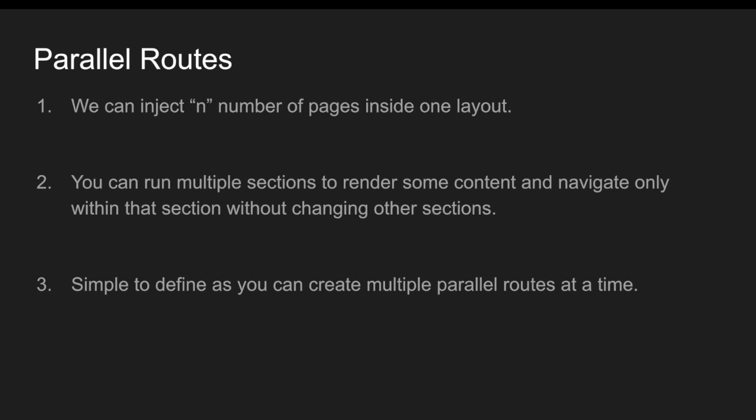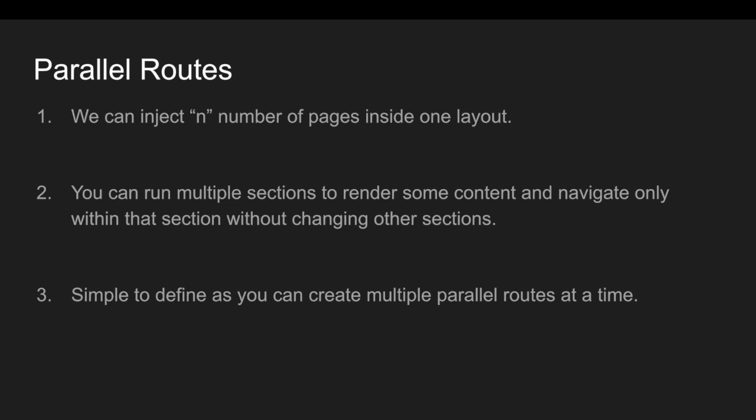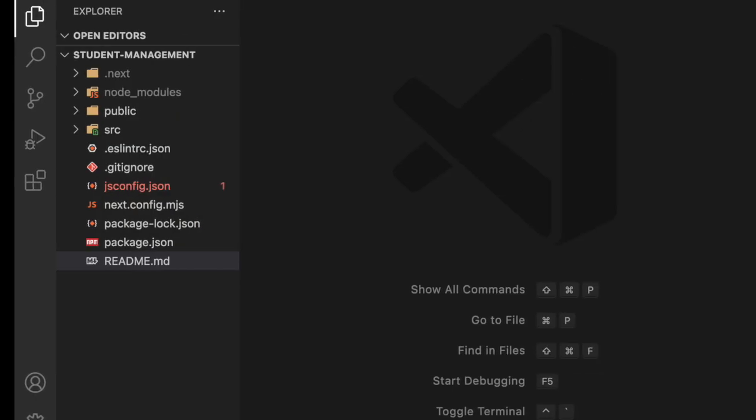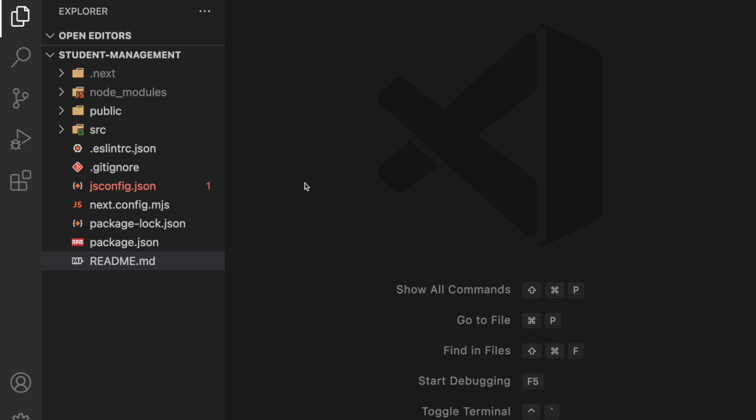You can maintain 2 different sections or 4 different sections where each acts as an individual route, and that can be done by using parallel routes. It is simple to define, as you can create multiple parallel routes at a time. So that's what I want to mention over here. Let me quickly jump into Visual Studio Code and let's see how these parallel routes work. It's a very big concept, so try to understand it in a proper way, and you can put your comments if you have any doubts.